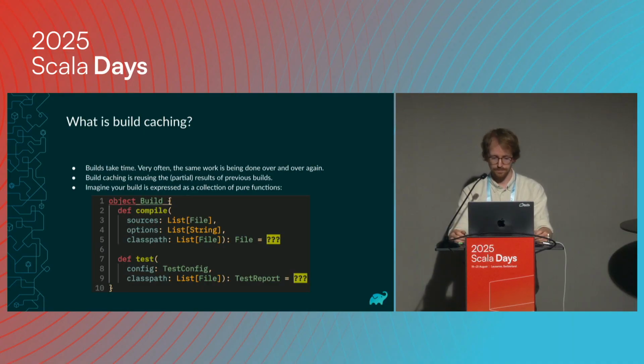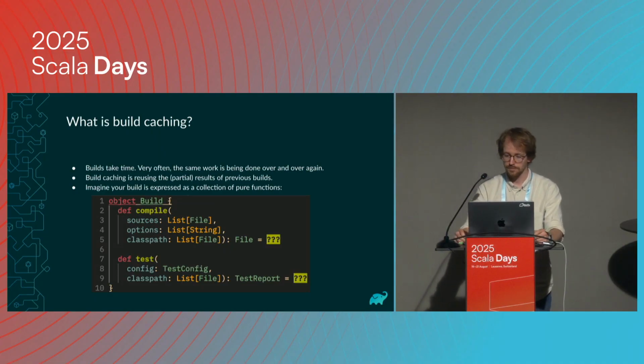has changed. So to make it just a bit more concrete, we can imagine that the build is expressed as a collection of pure functions. In this example, we'd have one function called compile, which takes as input the sources, the compiler options, and a class path, and produces a jar with the compiled class files. You can also imagine we have a second one, test. It takes the test configuration, like do we fork, what reports do we have, and so on, and a class path to execute the tests, and again would produce a test report.